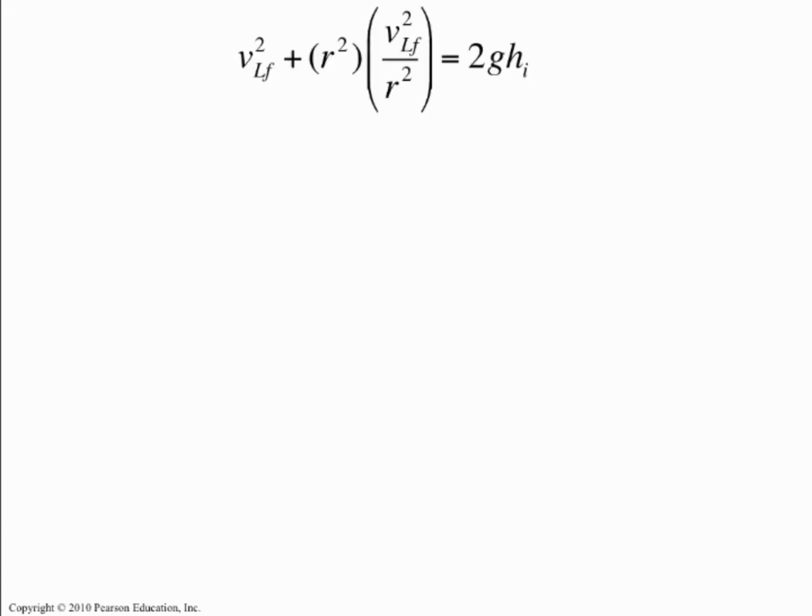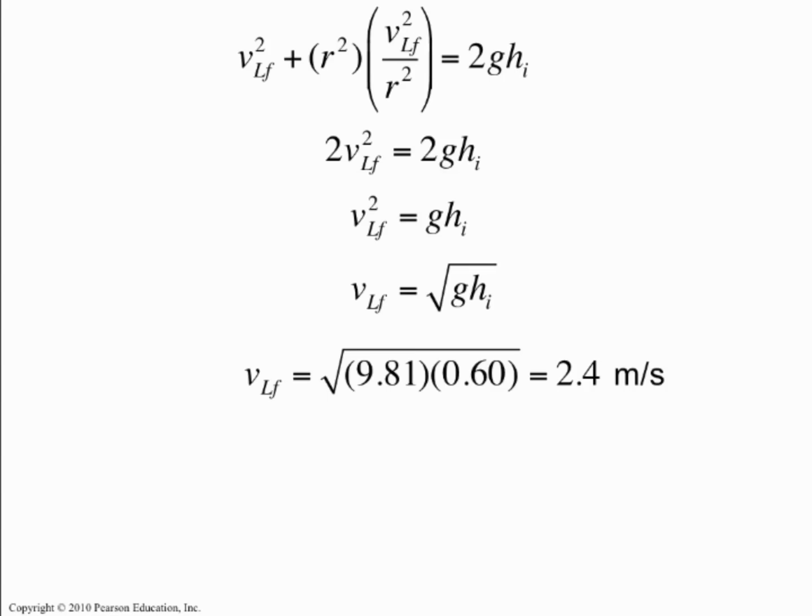You can clearly see that a convenient step now is to cancel the R squareds. And so you'll end up with 2 VLF squared equals 2 GHI, which means VLF squared equals GHI, VLF equals root GHI, and now is the time to plug and chug. And we end up with 2.4 meters per second. So the final velocity of the ring is 2.4 meters per second.